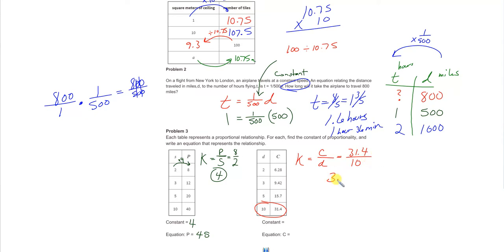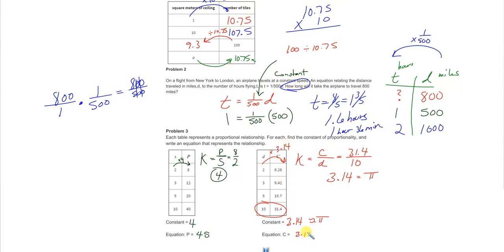That gives us a constant of 3.14. This number should look familiar because it is the approximation of pi, an irrational number. So the constant, you can write 3.14, or approximately pi. So our equation would be c equals 3.14 times d. That's what you're multiplying your constant by to get c. I multiply the d by 3.14 and I get c.